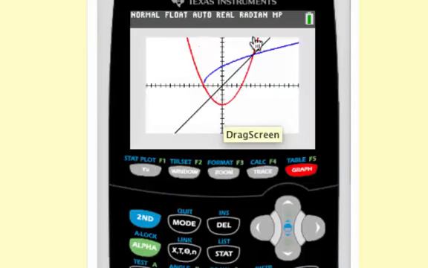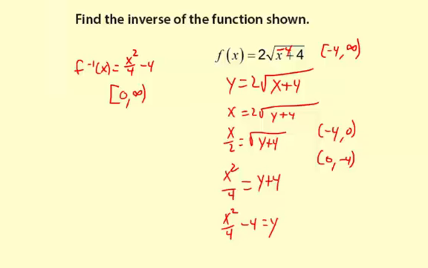So this is another good example of why you need to restrict the domain when you're doing inverses. So here you go. There's the inverse function and also the domain of the inverse.